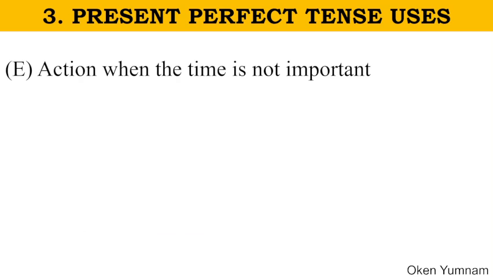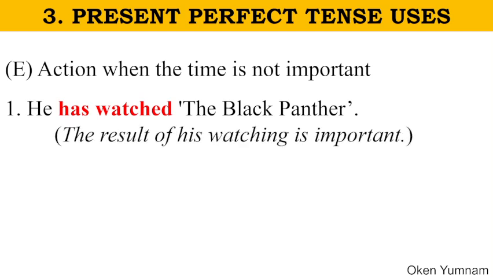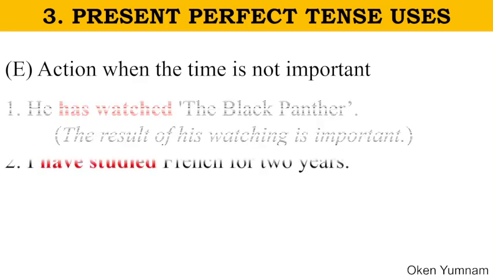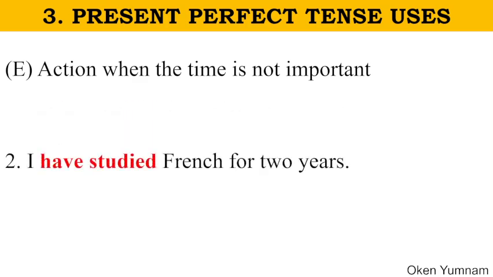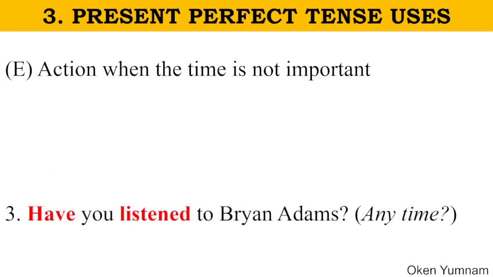And next, the same tense is used for an action when the time is not important. See here, he has watched the Black Panther. It doesn't matter when he watched, it matters that he has watched. The result is more important than when. I've studied French for 2 years. Here it is not important when I studied, but it matters that I have studied. Have you listened to Bryan Adams? So the emphasis is whether you have listened or not, not when. It might be anytime in the past, of course.